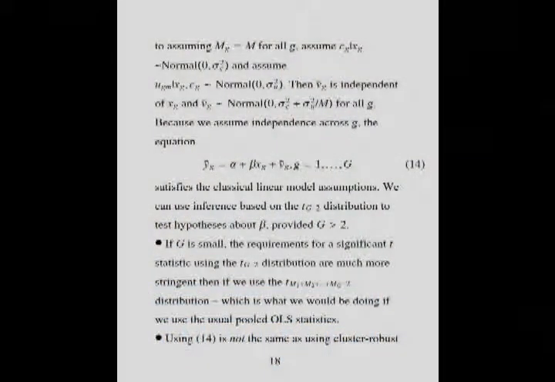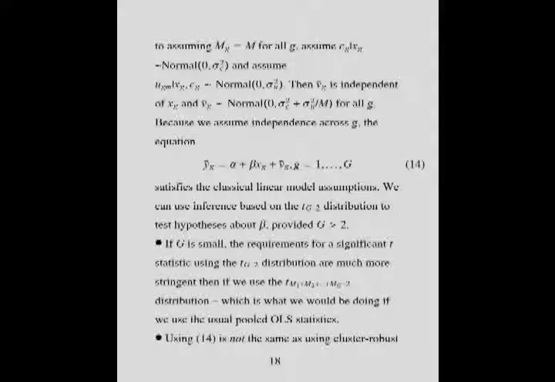So how can one do inference in this case? Well, remember, the problem is that G here is kind of small. You can only do inference if you add some fairly strong assumptions. The most important assumption is that the cluster effect has a normal distribution. That's given at the top. So it's independent of x, and it has a normal distribution.